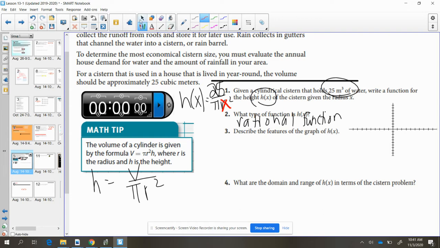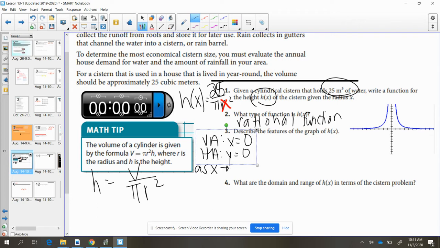And if we graphed this function, what we're going to notice here is that it has a vertical asymptote at x equals 0. It also has a horizontal asymptote at y equals 0. The end behavior of this as x approaches positive or negative infinity, h of x is going to approach 0 on both sides.